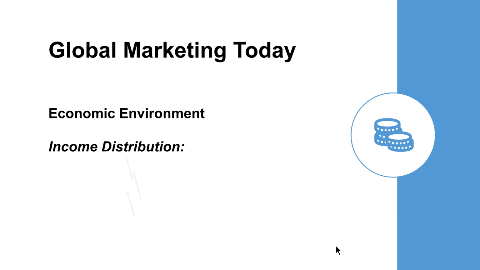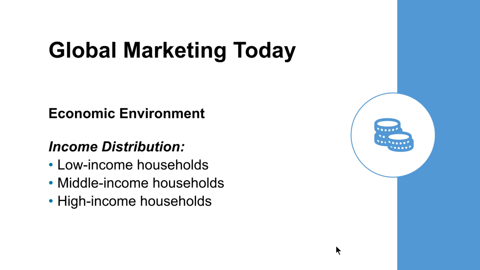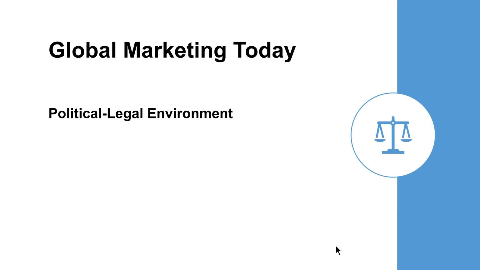There's the income distribution, which of course is super critical to understand. So let's say you decide to go to China or Brazil or India or even Canada. You need to know the income distribution. Is it low income households, middle income households, high income households? And as you know, not only do you have to understand the country, but the city that you're going to be in, because that changes based off of where you are as well.